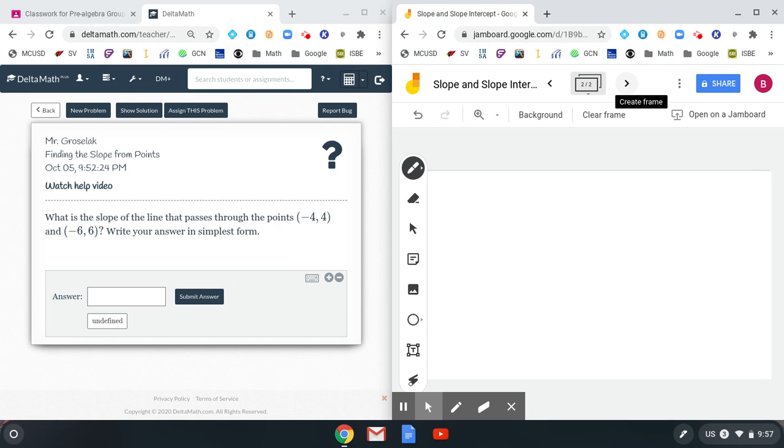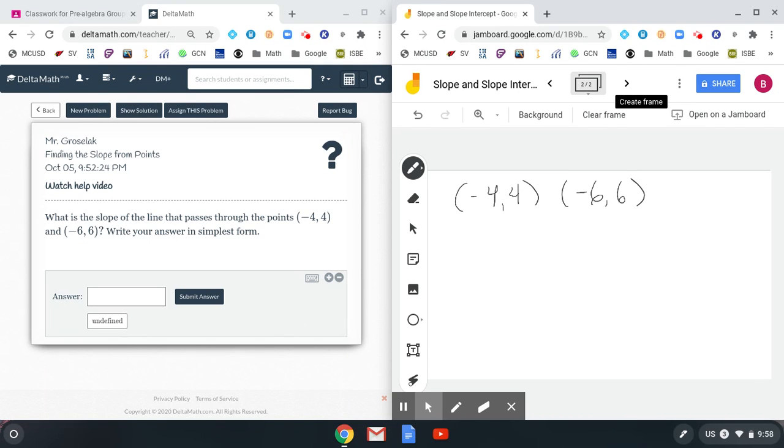So I'm going to go ahead and go to a new page here to work on the Delta Math problem. So the Delta Math problem says, what is the slope of a line that passes through the points -4, 4 and -6, 6? Write your answer in simplest form. So on my paper, everything that I do on this slide is something that you should do on your paper. I'm first going to list out that I've got -4, 4 and -6, 6. Those are my 2 points.